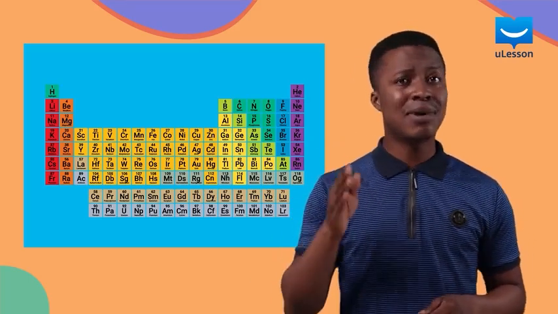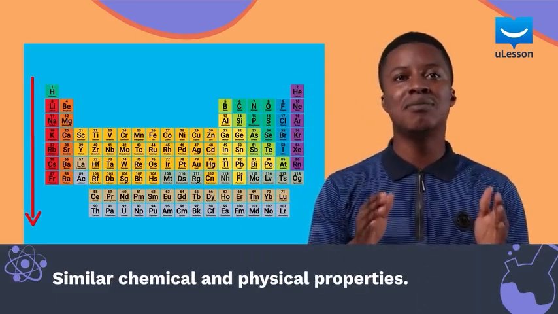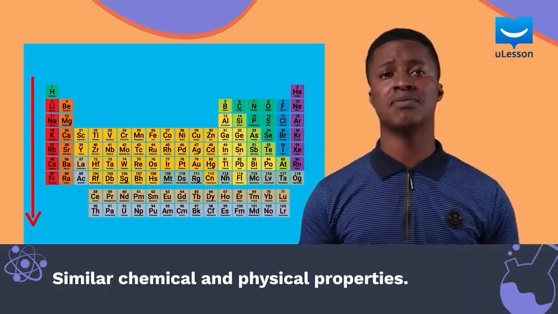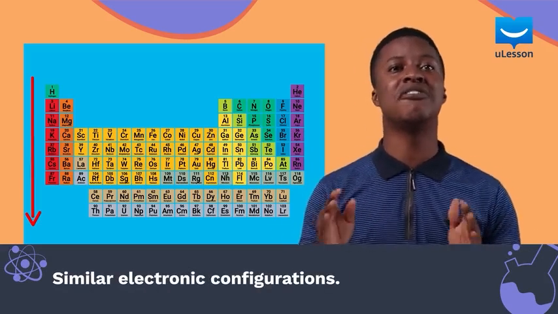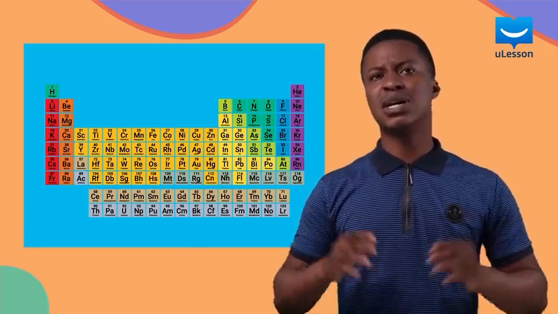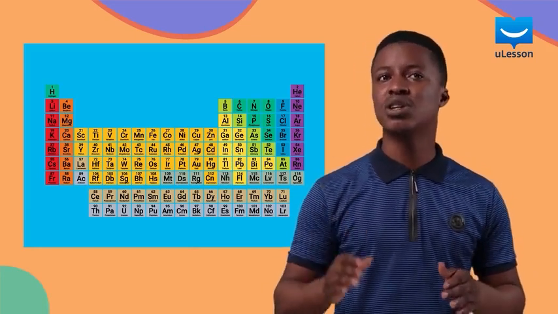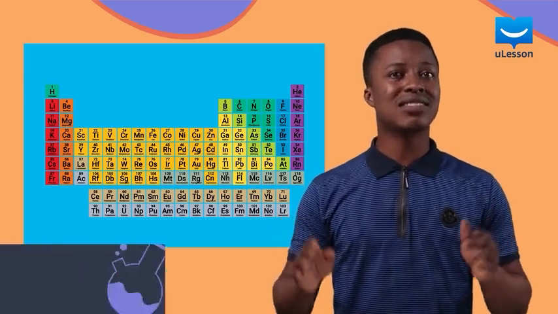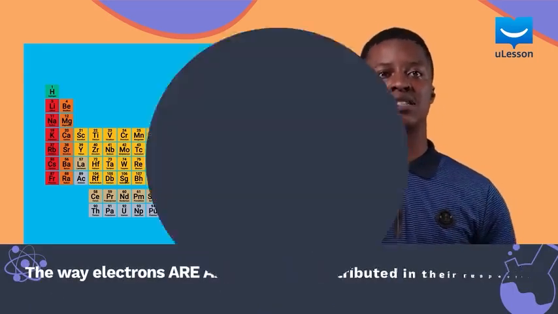Now, due to the way elements are arranged in the periodic table, a certain pattern is revealed. Elements in the same group, that is, elements in the same vertical column, have similar chemical and physical properties. They also have similar electronic configurations because they have the same number of valence electrons. To better understand the periodic table, it is imperative to understand the electronic configuration of the elements, that is, the way electrons arrange or distribute themselves in their respective atoms.